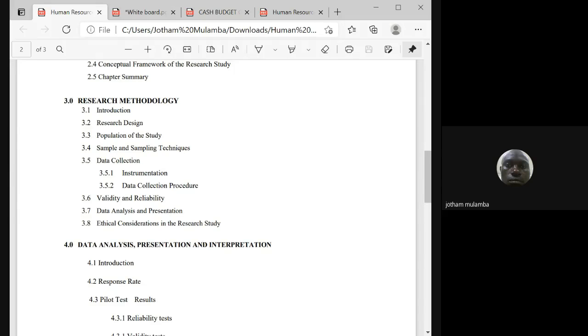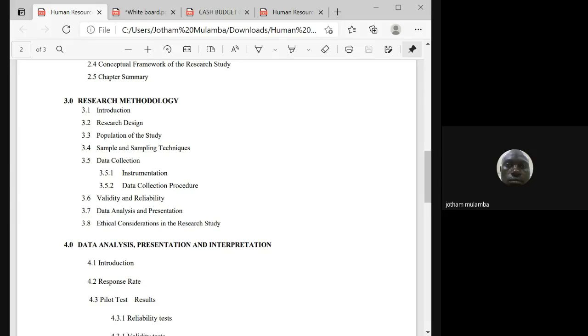So if you adopt the instrument I've used, even if he doesn't discuss with the expert or doesn't do a pilot study, that instrument is still valid because he will cite that it has been used in Nairobi County and it gave that particular result. Then 3.7, now we'll talk about data analysis and presentation.